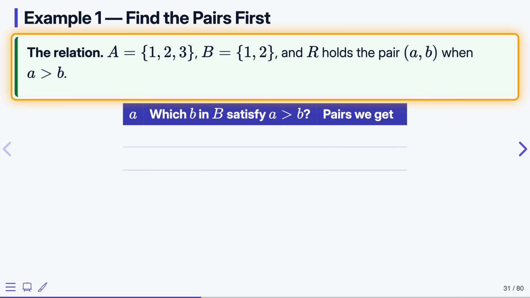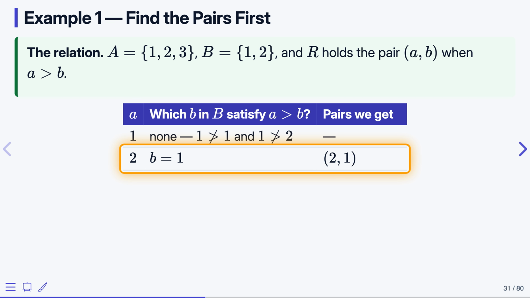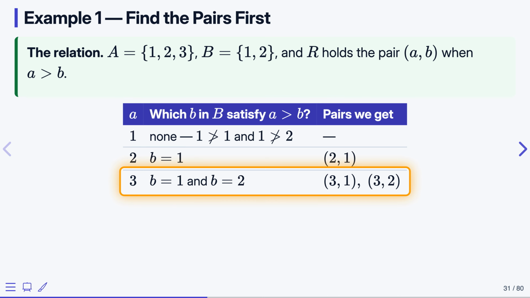Before we draw the grid, we list the pairs. Start with a equal 1. Is 1 bigger than 1? No. Is 1 bigger than 2? No. So 1 gives us no pairs at all. Now a equal 2. Is 2 bigger than 1? Yes. Is 2 bigger than 2? No. So 2 gives us 1 pair, (2, 1). Now a equal 3. 3 is bigger than 1 and 3 is bigger than 2. So 3 gives us two pairs, (3, 1) and (3, 2). The relation holds 3 pairs in total.